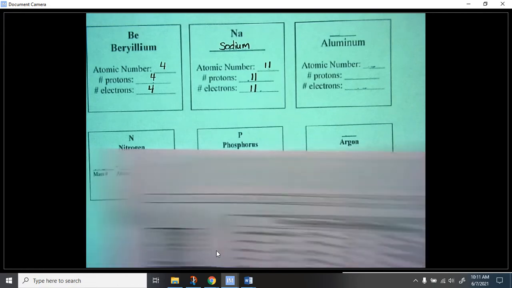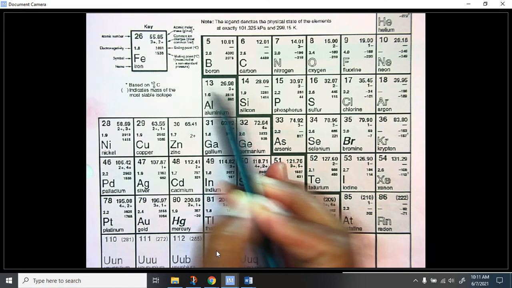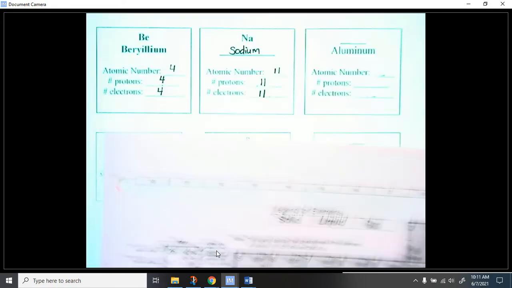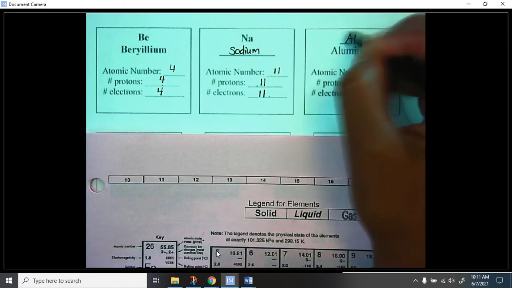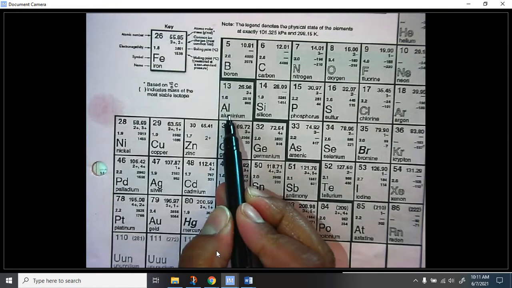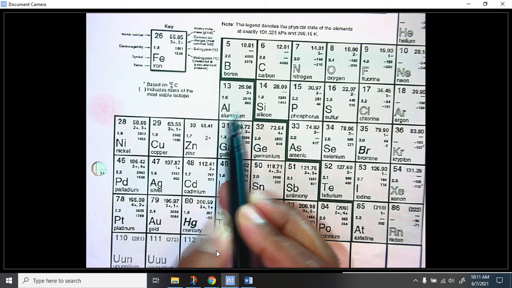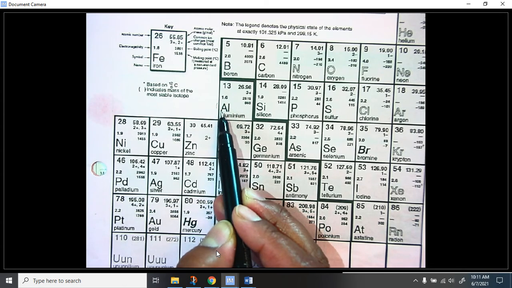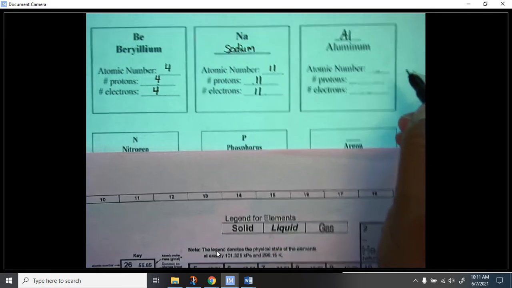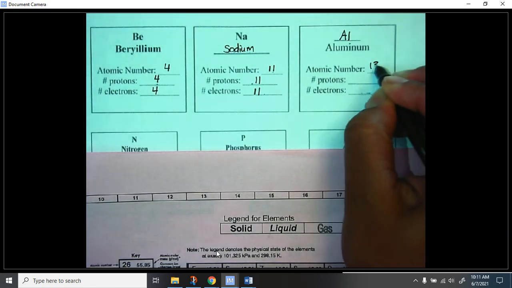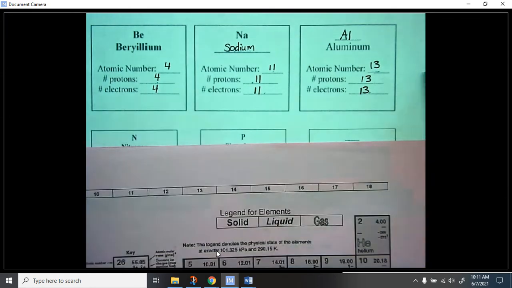Last one is aluminum. Aluminum's a metal, so we'll find it on the left side of that staircase. Here's aluminum, number 13. Its symbol is capital A, small l. Make sure when you're writing the symbol, you write it exactly as it appears in here. If you put capital A, capital L, technically that would be incorrect. So again, you write it exactly as it is here. If it's uppercase, you write it as uppercase. If it's lowercase, you write it as lowercase. And aluminum is number 13, which would mean that an atom would have 13 protons and 13 electrons.